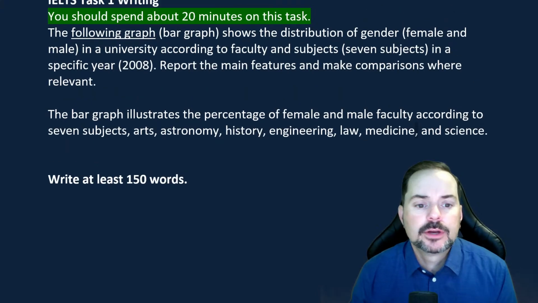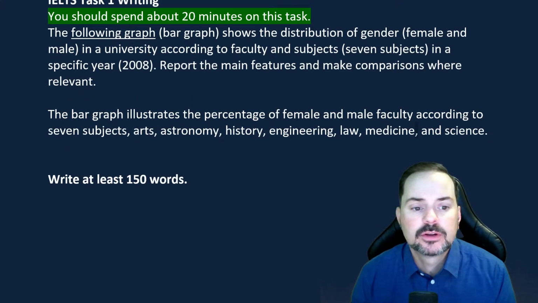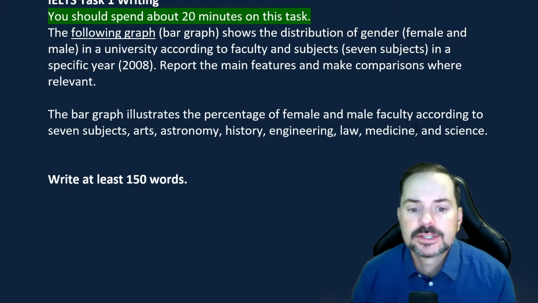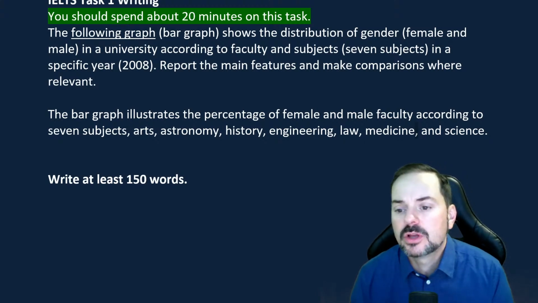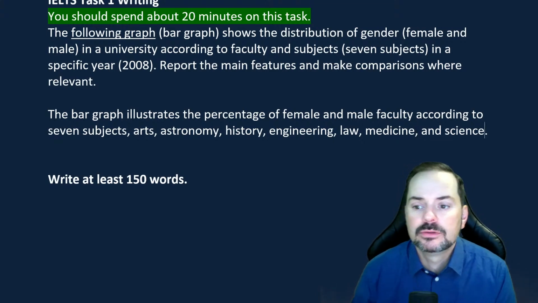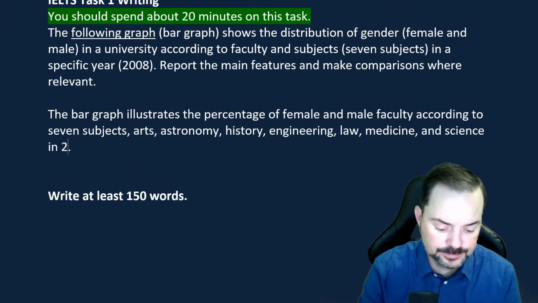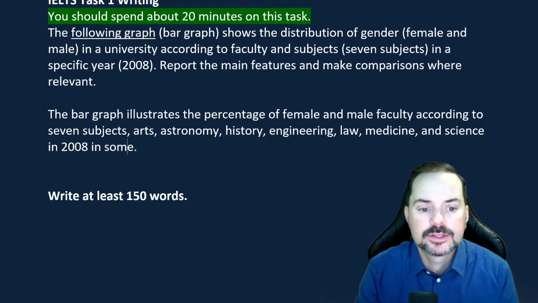So here we go. The bar graph illustrates the percentage of female and male faculty according to 7 subjects: arts, astronomy, history, engineering, law, medicine, and science. In 2008, in some university, because we don't know the university.